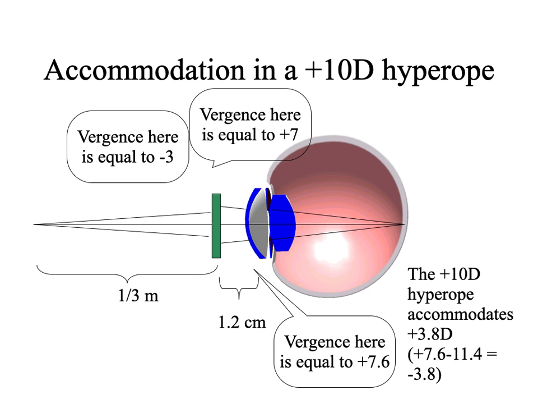So hyperopes wearing spectacles need to accommodate more than emmetropes, who need to accommodate more than myopes wearing spectacles, for objects at the same distance. That's the gestalt. If you want to know the math, I'm sure you're going to have to view this again.